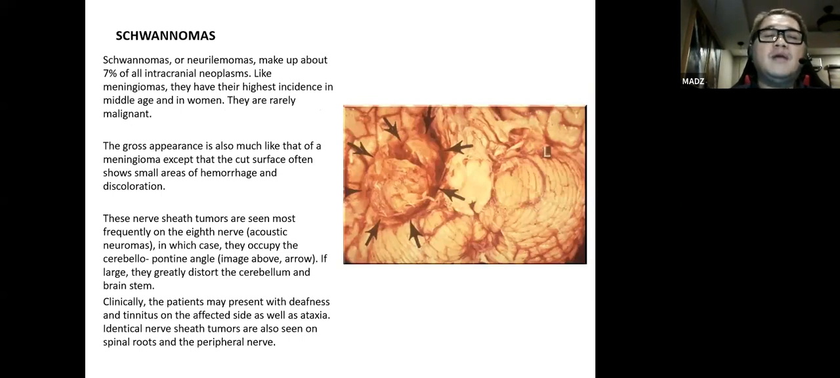Next is schwannomas. Schwannomas or neurilemomas make up about 7% of all intracranial neoplasms.